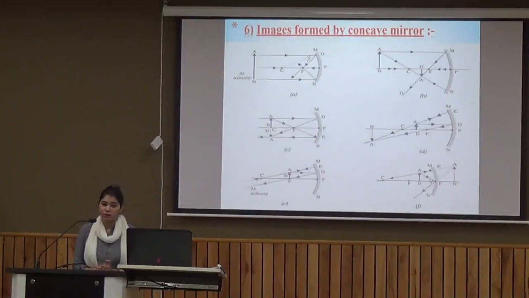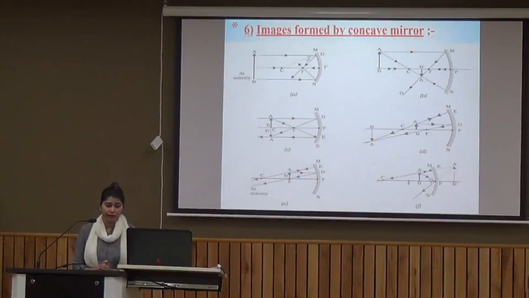What is the size of the image? The image is of the same size as the object and the image is real and inverted. Why real and inverted? Because as we can see, the image is formed below the principal axis. So it's inverted and real.